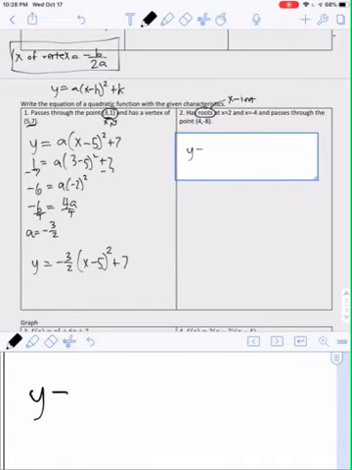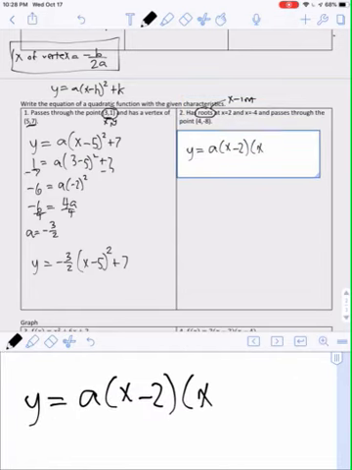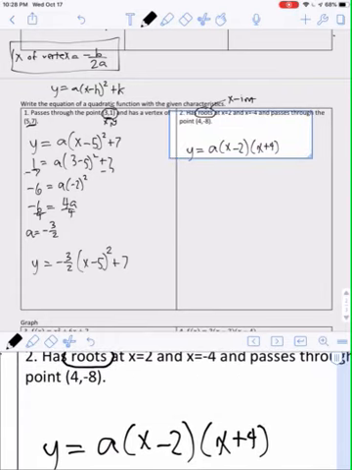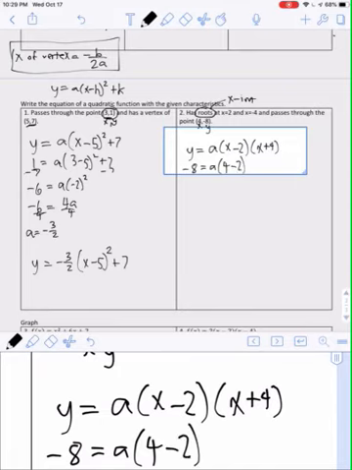So I have some number a times x minus 2 times x, so this would be minus negative 4, so that's just plus 4. And then same thing, I'm going to plug in my point 4, negative 8 for x and y. So y comes out to negative 8 when x is 4. So I plug it in both spots. So 4 minus 2 times 4 plus 4.